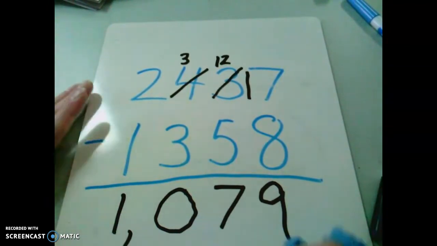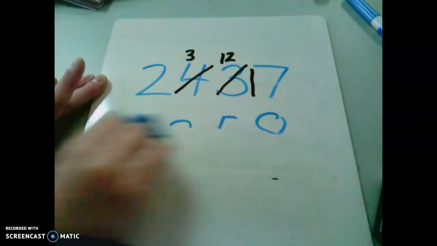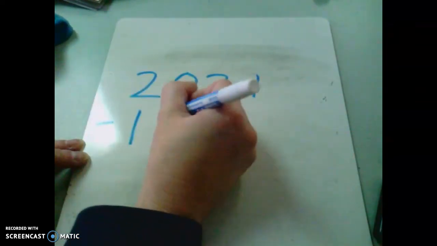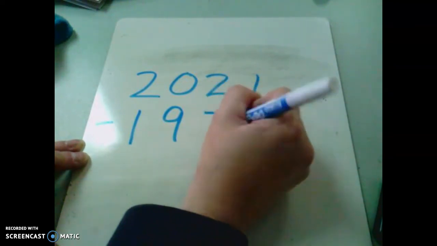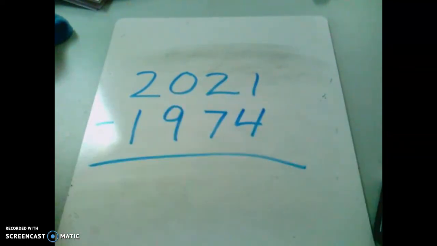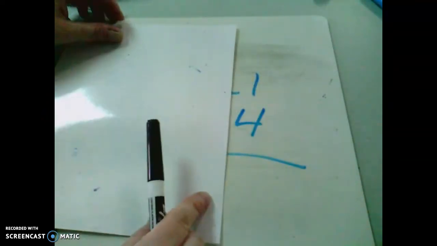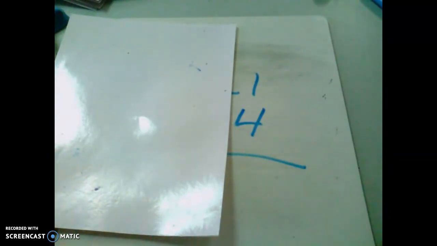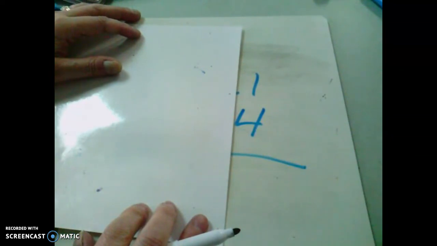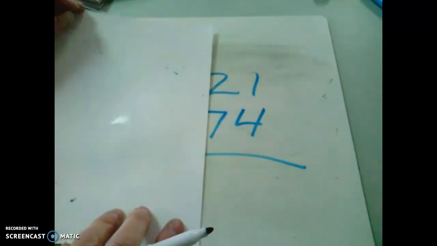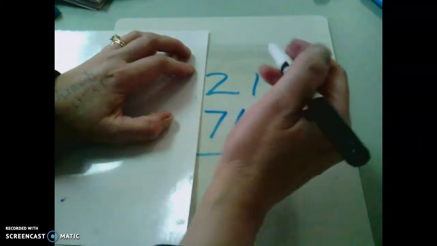Sometimes, though, we have to borrow across different numbers. So let me give you an example of that. So if our problem is 2,021 minus 1,974. Okay, let's try this one. I start in my ones place, just like I started the last one. 1 minus 4. Can't do that. So I have to go to my neighbor. All right, 2. Yep, I can borrow from that.